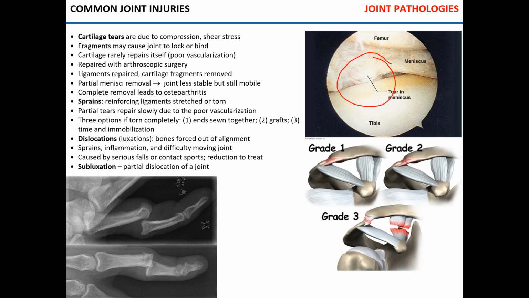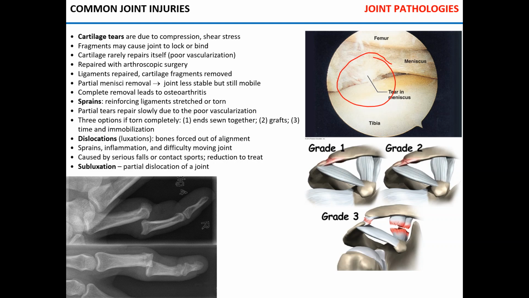So it's usually the cartilage tear is repaired by so-called arthroscopic surgery, when a surgeon inserts the instruments into the joint and removes the fragments and repairs the ligaments. But the problem is that when meniscus is removed, even partially, the joint becomes less stable. Eventually it will lead to more injury, and more meniscus is going to be removed. So eventually complete removal of meniscus will lead to inflammation of the joint and osteoarthritis.